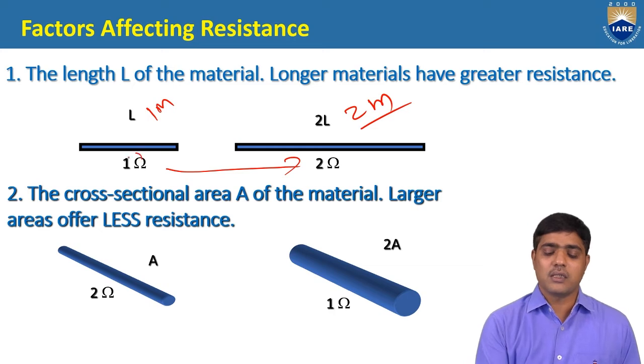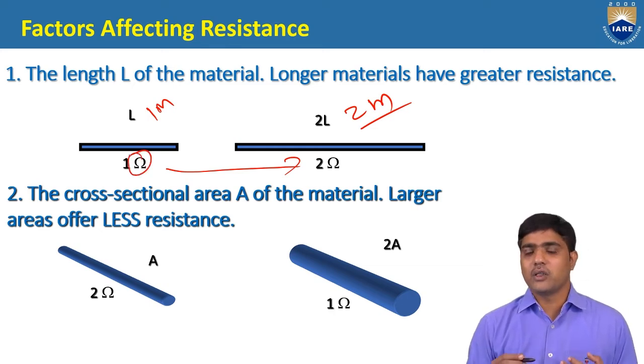This symbol is ohms. That is going to represent the unit of resistance. So the unit of resistance is ohms. If you are increasing the length of the conductor or length of the material, then the resistance also is going to increase.